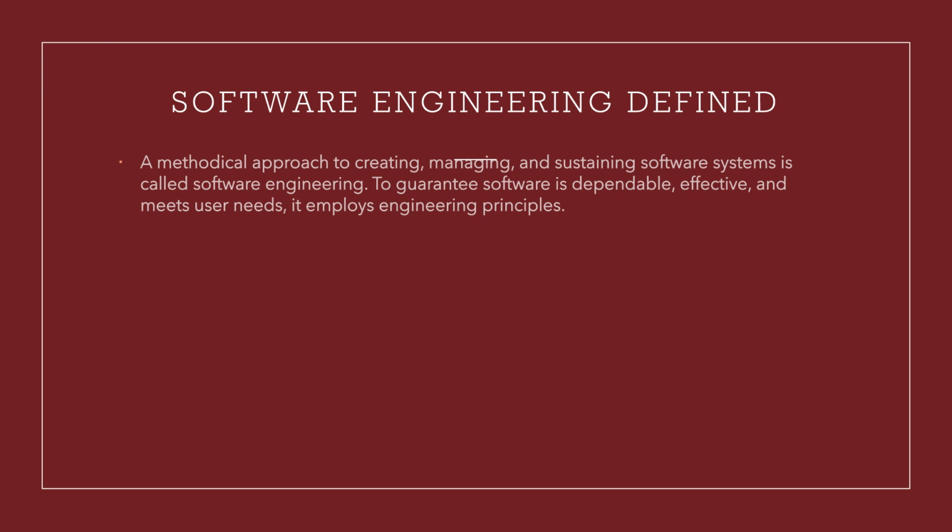And so basically what a software engineer does is they guarantee that software is dependable, it's efficient, and it meets the needs of the user. So your application serves some type of purpose, and the developer makes sure that that purpose is being served. And in order to do this efficiently, you need to employ engineering principles.